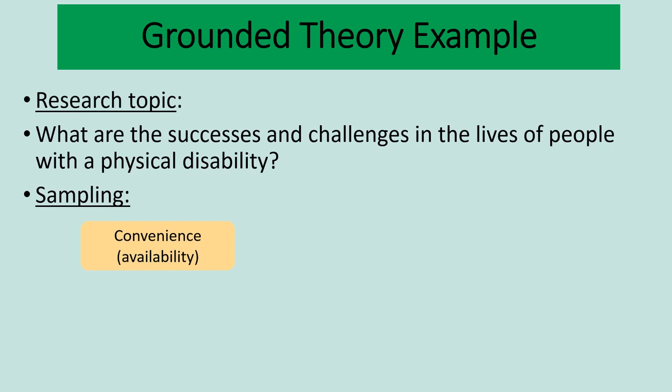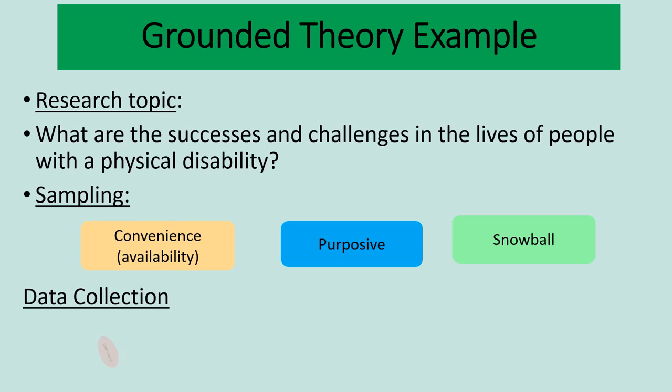The sampling could be convenience, purposive, or snowball, or a combination of these methods depending on the research context. Data collection would likely be interviews because there's a need to explore the topic in depth. Observations may also be used as a way to gather more information to build a theory on the research topic.